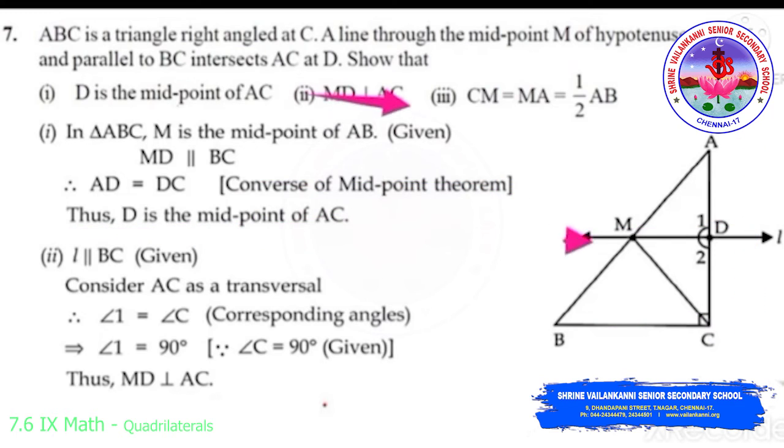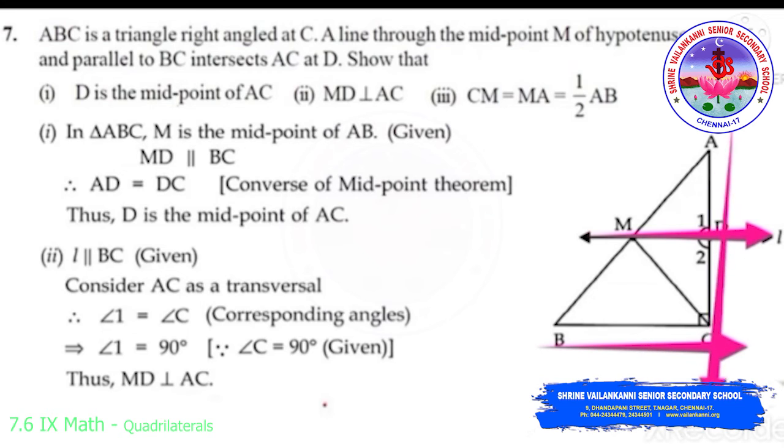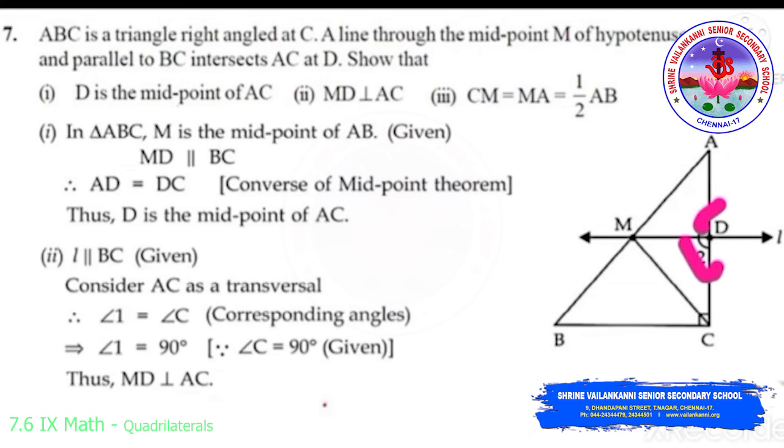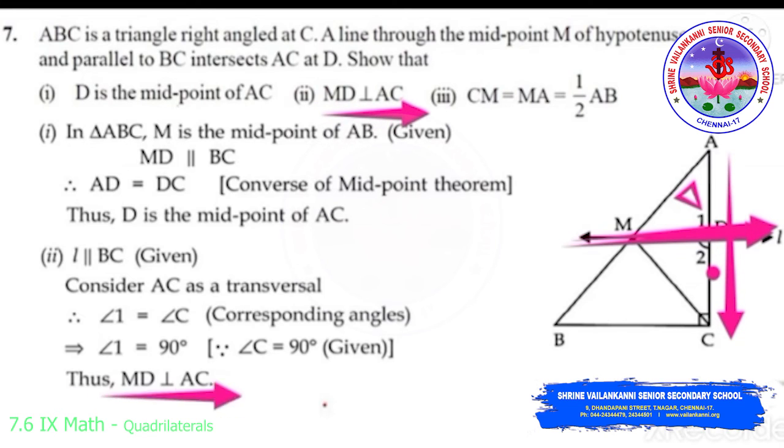Second case, I want to prove MD is perpendicular to AC. Consider L and BC are two parallel lines which are cut by the transversal AC. We get the corresponding angles are equal. I am calling both sides of my angle D as angle 1 and angle 2. Now we got angle 1 is equal to angle C, corresponding angles are equal. But we know that angle C is a right angle. So my angle 1 will also be equal to 90 degrees. Hence the line L drawn to AC will be the perpendicular line. Hence I proved that MD is perpendicular to AC.